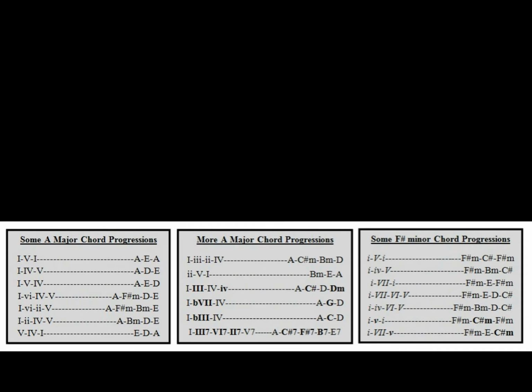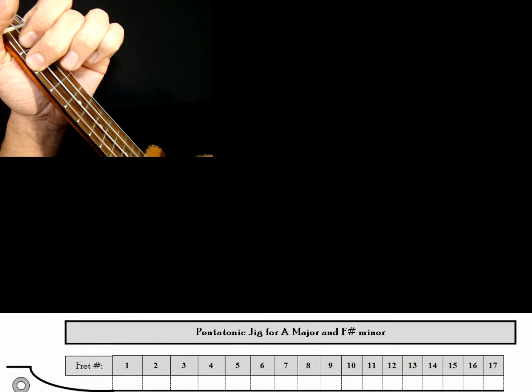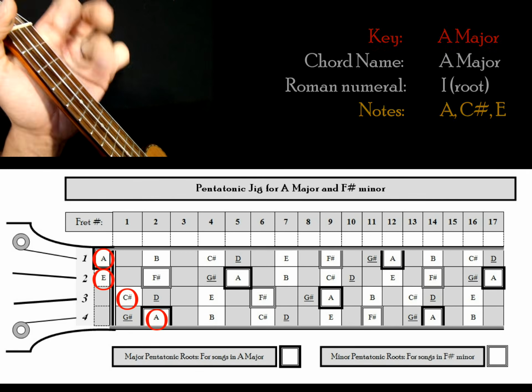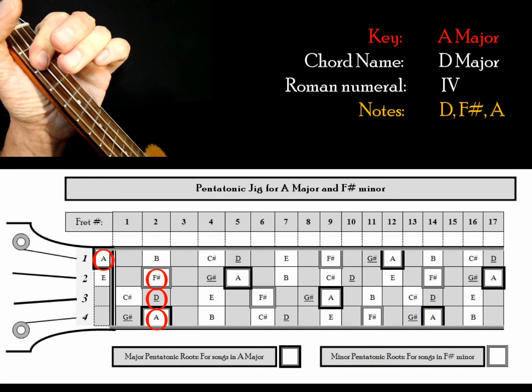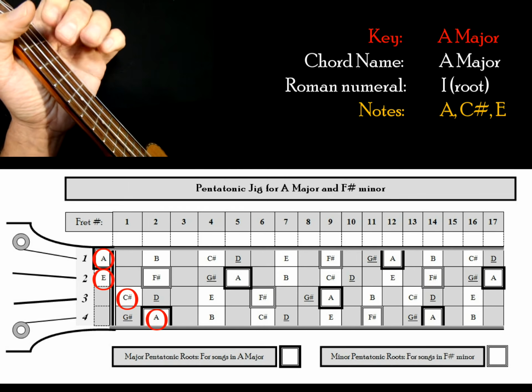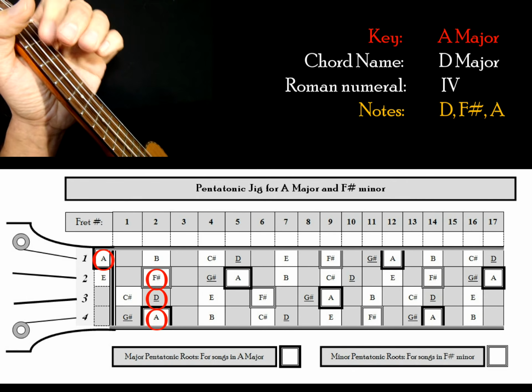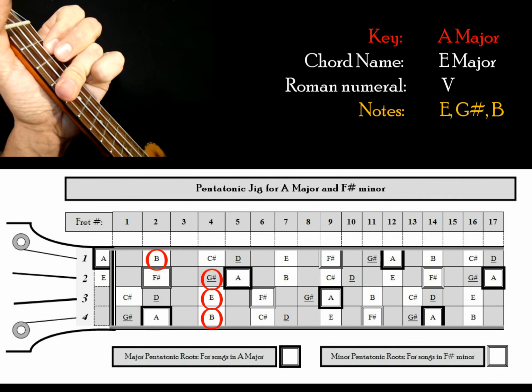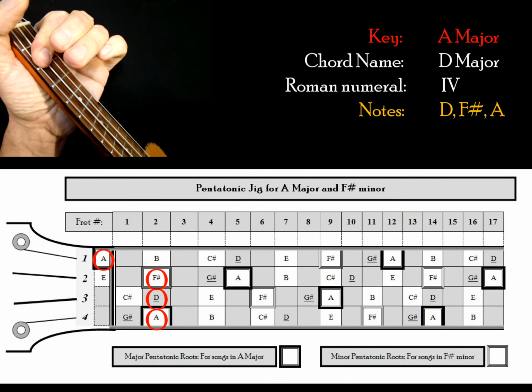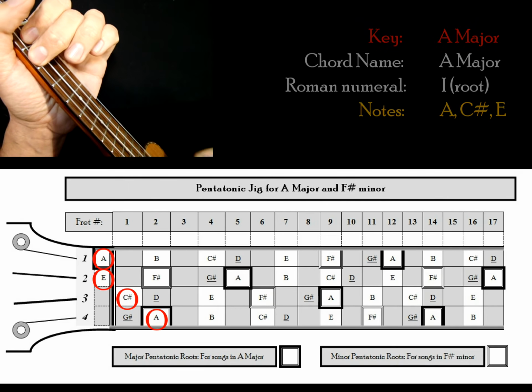Another common progression in A major, and really in any key, is a 1-5-4 progression. And in the key of A major, a 1-5-4 progression is going to be A major, E major, and then back to D major. And that would sound like this. So that's just A major, E major, D major, and then back to A major.